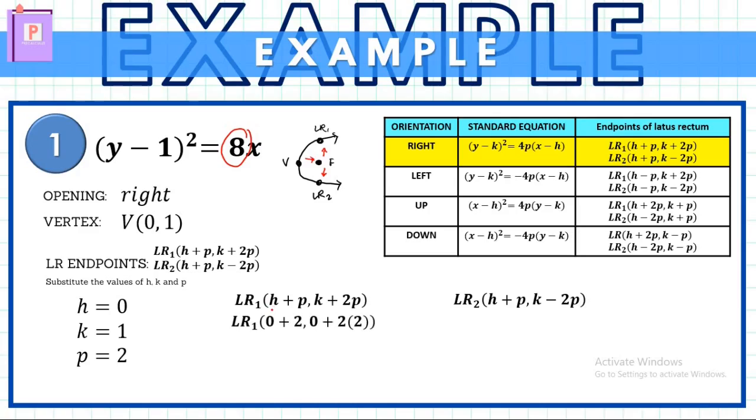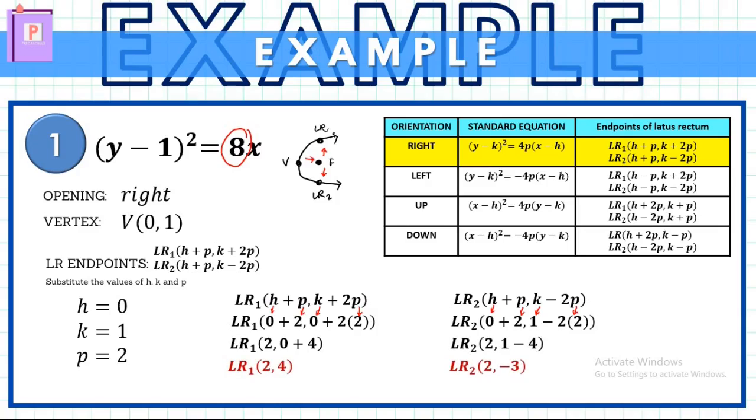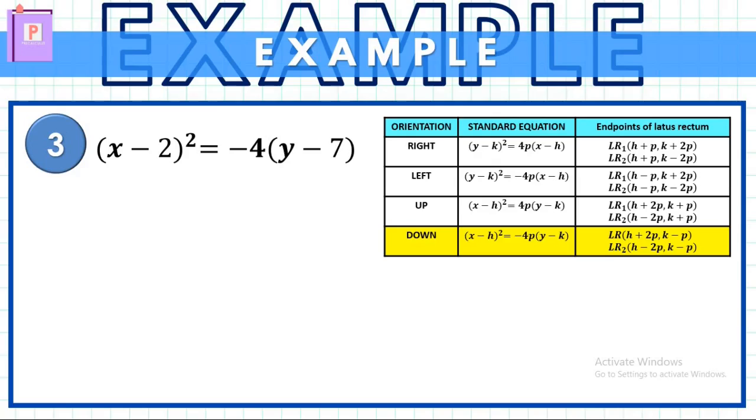So h is 0, p is 2, k is 1, 2 is a constant multiple, and then substitute p again as 2. Do the same for LR sub 2, substituting h, p, k, and 2p. Then after that, simplify. Therefore, the endpoints of the latus rectum will be plotted at (2, 5) and (2, -3). Next example, this is a parabola that opens downward.